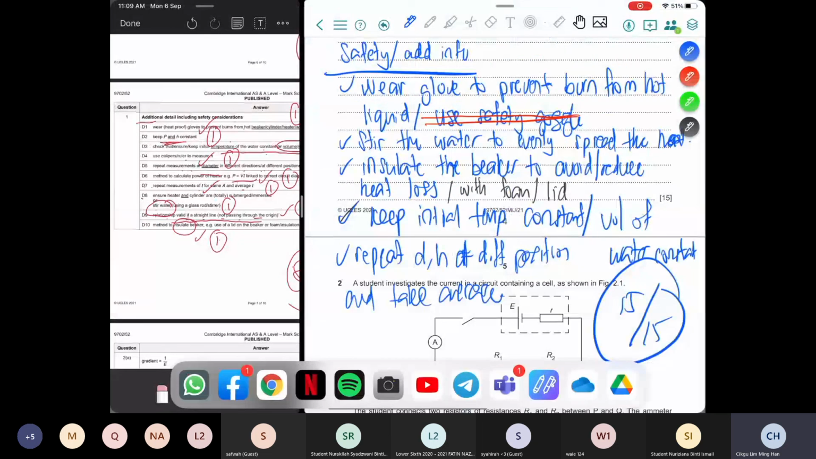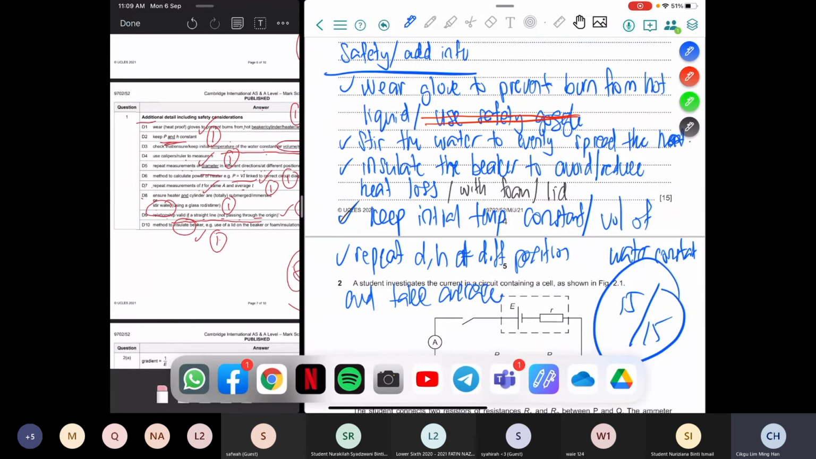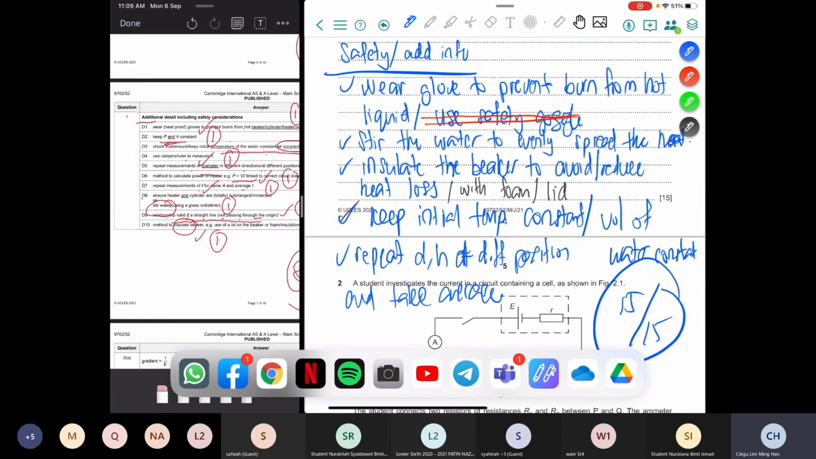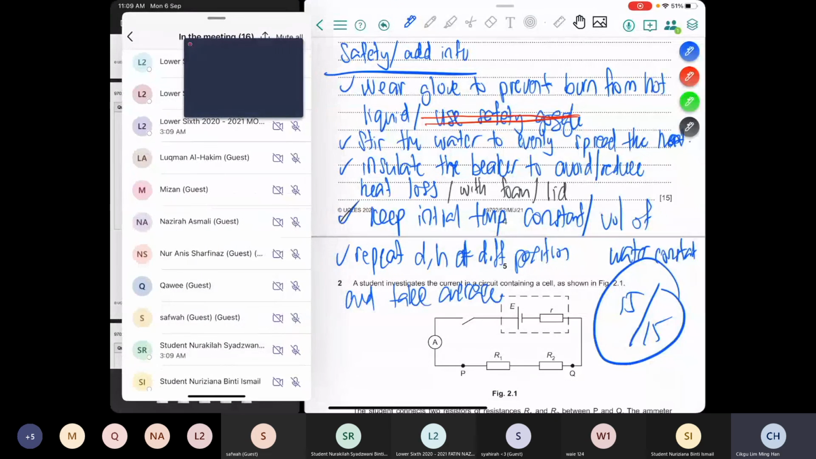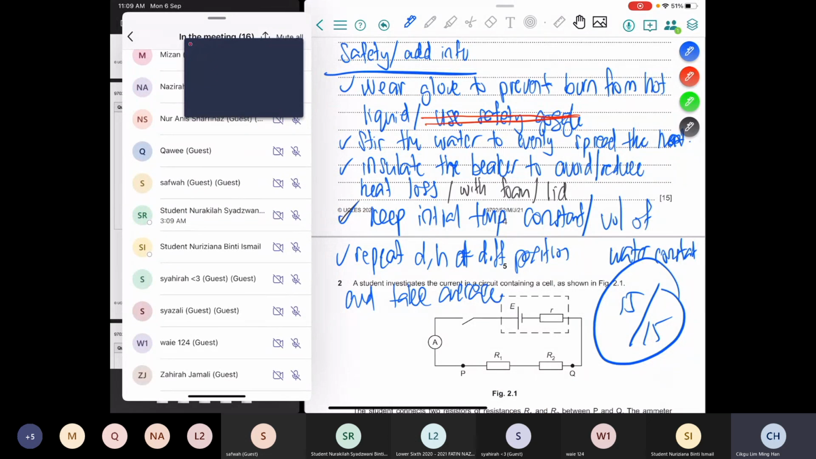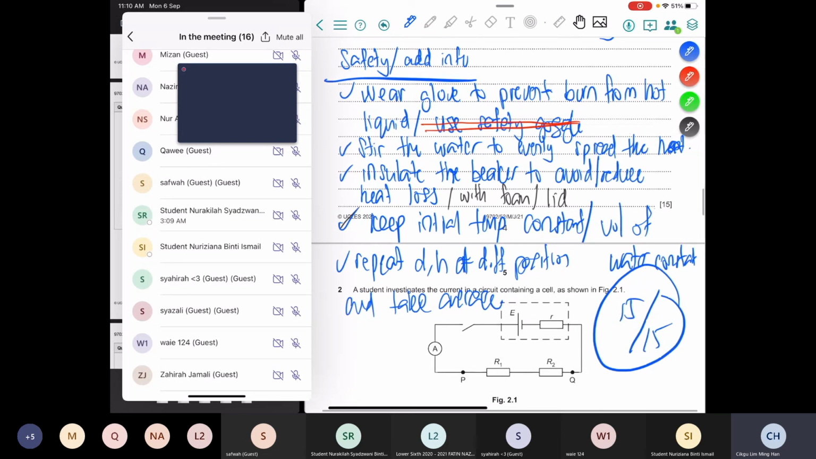Now come back to your part here. I would like to go through again one by one with you all. Okay, we start with the bottom one first. Zahira, are you here? Zahira, can you hear me, Zahira? Don't be shy.